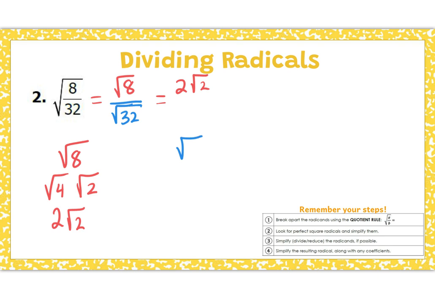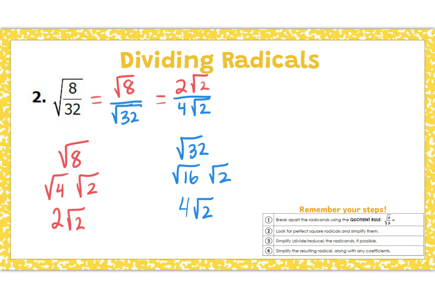And now I'm going to deal with the square root of 32. Again, I'm going back to simplifying radicals. I'm going to break apart 32 using a perfect square. In this case, that would be 16 and 2. 16 is a perfect square, so it simplifies into 4, and then I keep the square root of 2. So square root of 32 really turns into 4 square root of 2. So I've simplified the radicals, and now I'm going to simplify, meaning divide or reduce the radicands if possible.